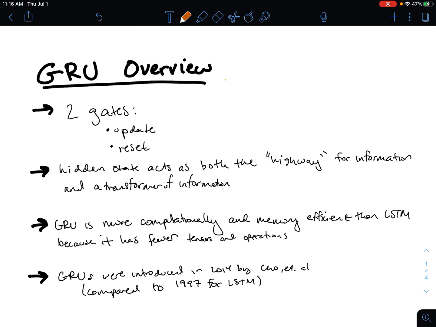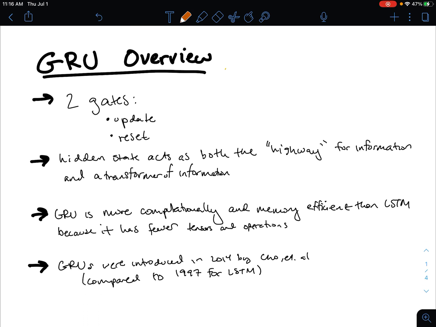So diving in to the GRU, it has two gates, update and reset. Contrast that with the three gates that we talked about in the LSTM. In this case, there's no cell state. The hidden state instead acts as both the highway for information and a transformer of information. The GRU is more computationally and memory efficient than the LSTM because it has fewer tensors and operations, mainly because of the fewer gates.